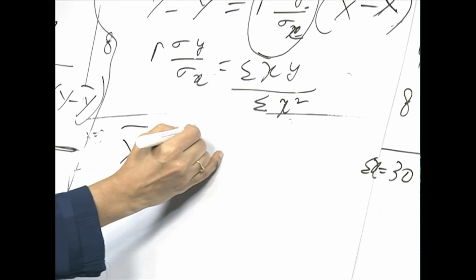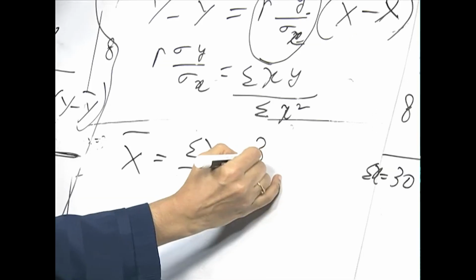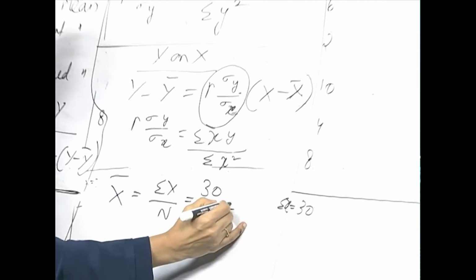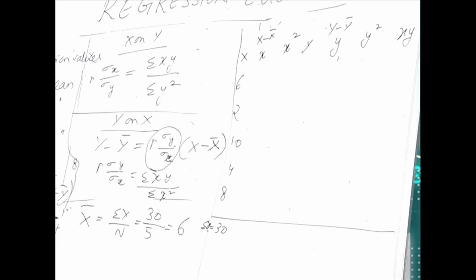How do we get x bar? X bar is nothing but mean. Mean is what? Sigma x by n. So, sigma x is 30. N is the number, 1, 2, 3, 4, 5. So, 30 by 5, 6. So, x bar is 6.